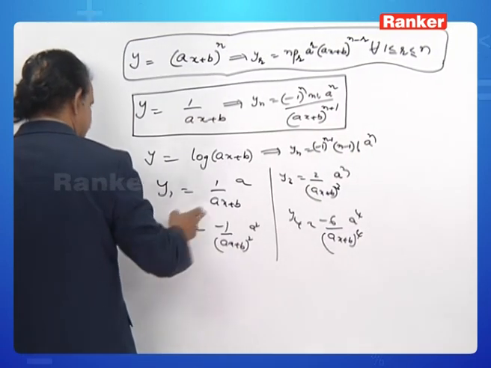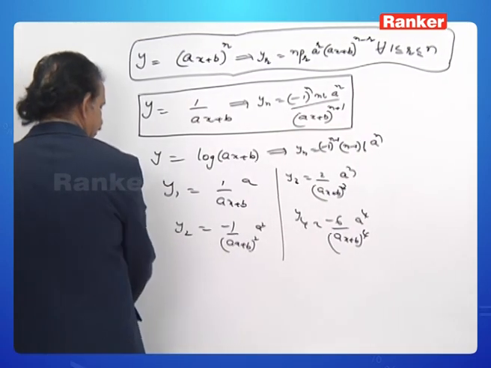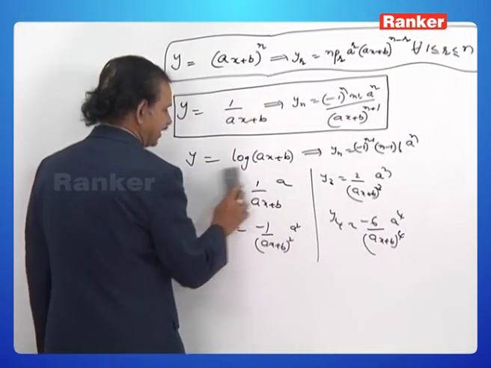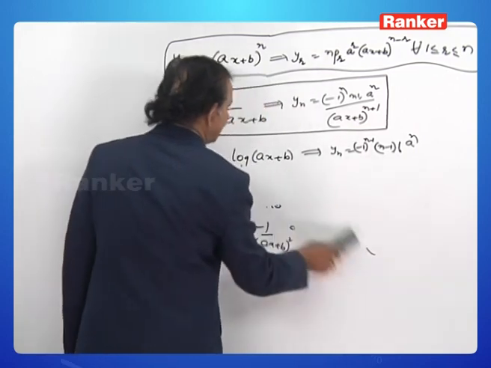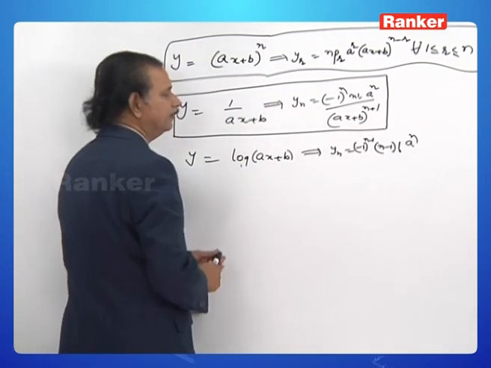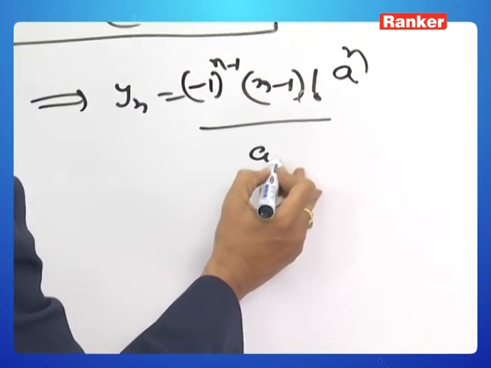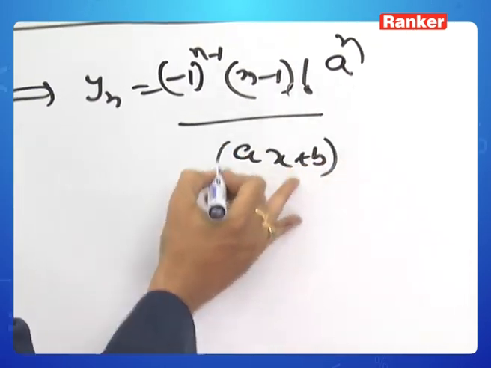Observe the denominator. First derivative, ax plus b. Second derivative, (ax plus b) whole square. For third, it is whole cube. For fourth, it is whole power 4. For nth derivative, it is whole power n. So, (ax plus b) whole to the power of n.